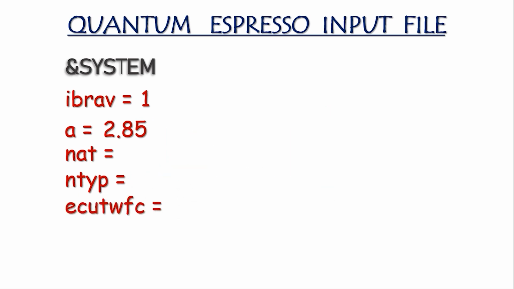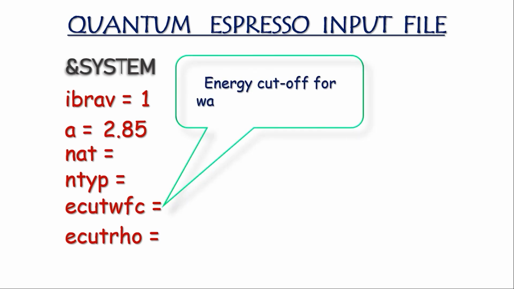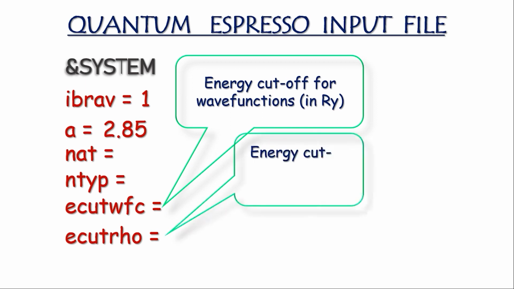Next comes ECUTWFC and ECUTRHO. ECUTWFC is actually the energy cutoff for wave functions in Rydberg unit, which essentially determines how broad your functions will be. And ECUTRHO is the energy cutoff for charge density. This is also in Rydberg unit. Generally, ECUTRHO is a multiple of ECUTWFC. For non-metals, it is 8 times, and for metals, it is 12 times ECUTWFC. It's just a conventional rule.